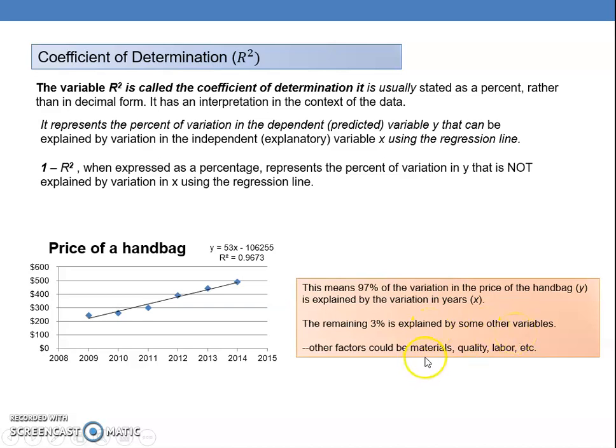So it could be the materials, for example. It could be the quality of the handbag. It could be labor and some other things that could affect the price. But what this R squared right here is saying is that 97% of the variation and change in the price of the handbag is explained by the years here, right? So obviously not 100% because the line does not pass through all the points in our scatter diagram.